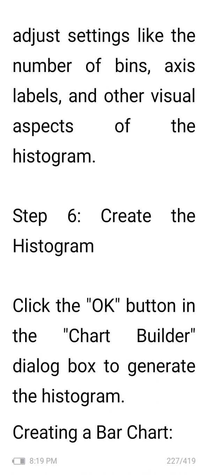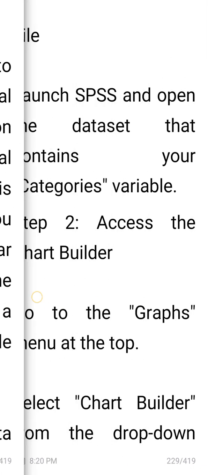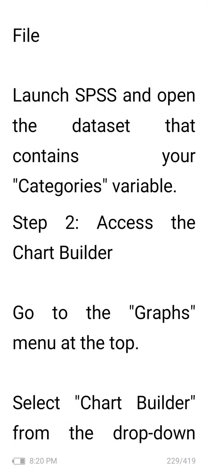Then creating a bar chart. A bar chart is used to visualize categorical data or the distribution of a single categorical variable. For this example, let's say you want to create a bar chart to show the distribution of the categorical variable called categories. Then open your data file, launch SPSS and open the dataset that contains your categories variable.